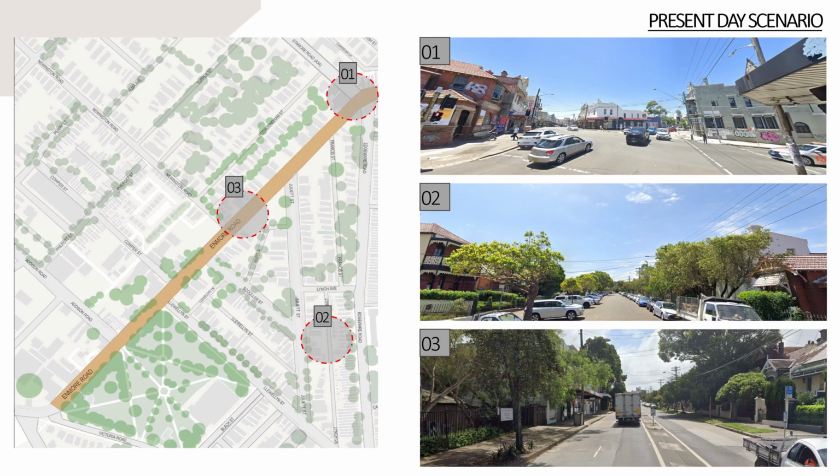Slide 5, Present-day scenario. The present-day condition of Enmore Road changes dramatically along its length. Some sections are highly exposed, with little shade and heavy traffic. Others have mature street trees that soften the light and improve comfort. And the residential side streets offer calmer, greener environments. Understanding these contrasts is essential to shaping meaningful interventions.